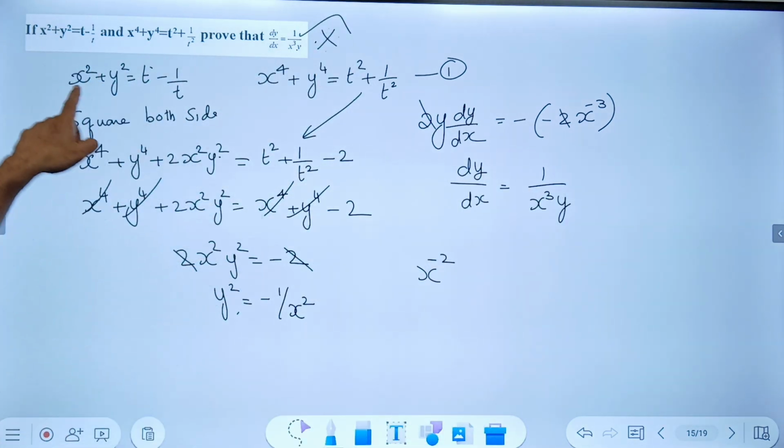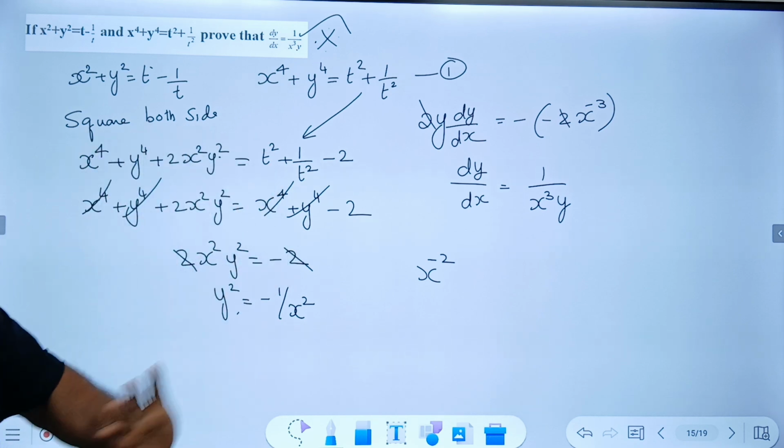So it's very, very simple. Just square both sides, substitute the values, differentiate, nothing else.